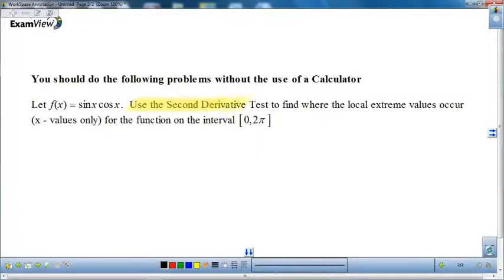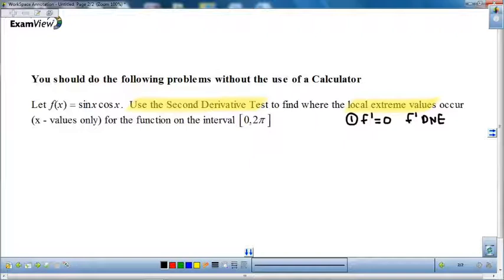We're going to use the second derivative test to find local extreme values. To find local extreme values, it's always the same thing. We need to find our critical points. That's the first step. My critical points occur when the derivative is equal to 0 or the derivative does not exist. So no matter which test I use, I always have to find my critical points.